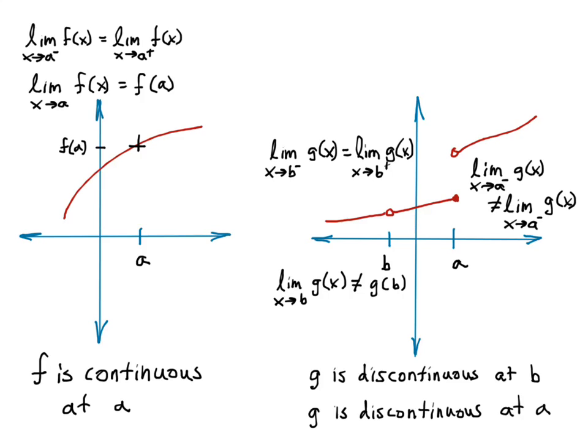Notice that f at a, since we do have that lower value, the solid dot, that actually exists there. But the thing of it is that the right-hand limit doesn't equal what that f at a equals. So on that basis, we're not continuous.